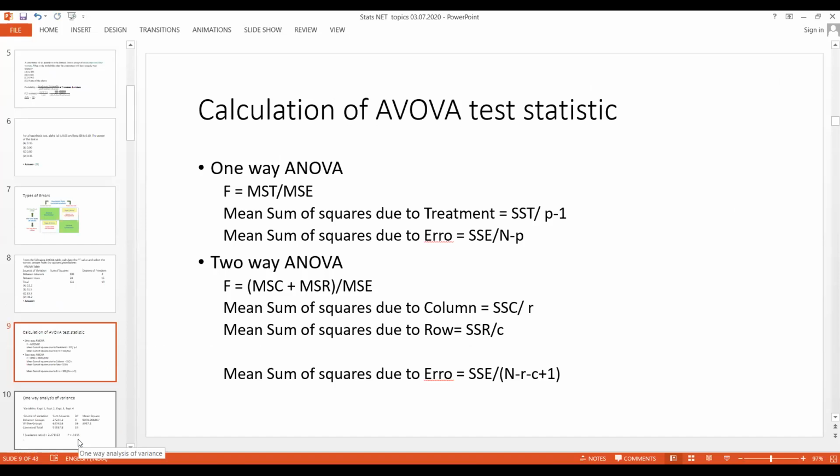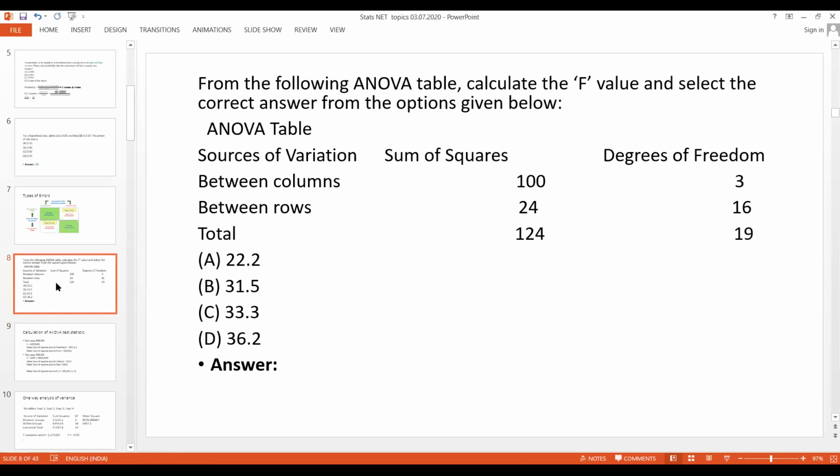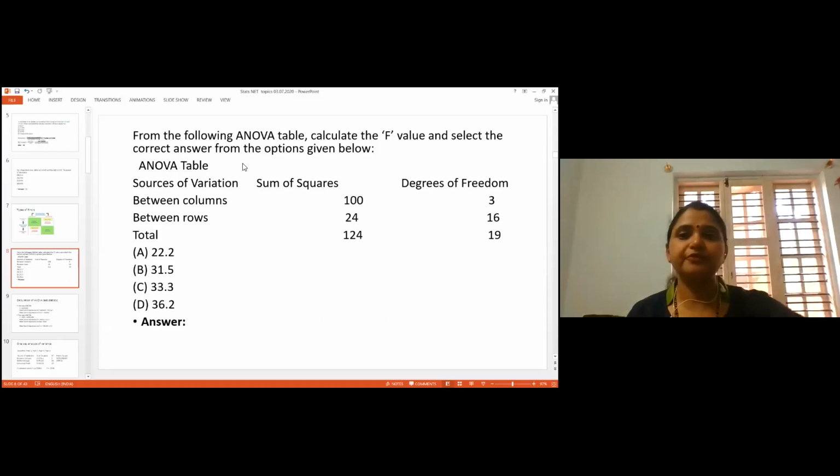One-way ANOVA or two-way ANOVA, the calculations are based on an F statistic when it comes to analysis of variance. In this analysis of variance, we have something called mean sum of squares and error sum of squares, that is, the total variance explained by the model and the remaining. That's how we usually work. In this example, you may observe that this is an example of two-way ANOVA.